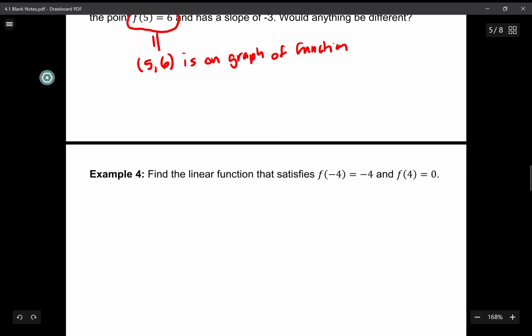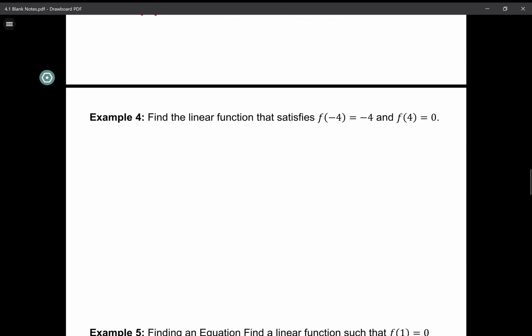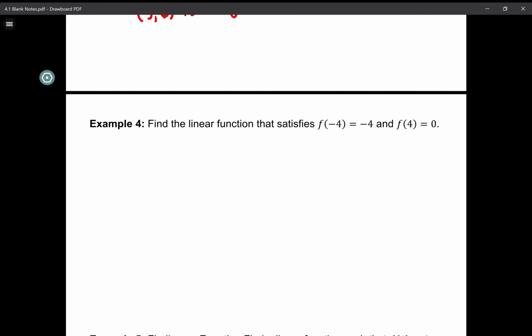And I would like you guys to pause the video right now and try this one on your own. All right, did you try it? Hopefully you did. Hopefully you remembered how to find slope. If not, we're going to go over it right now.